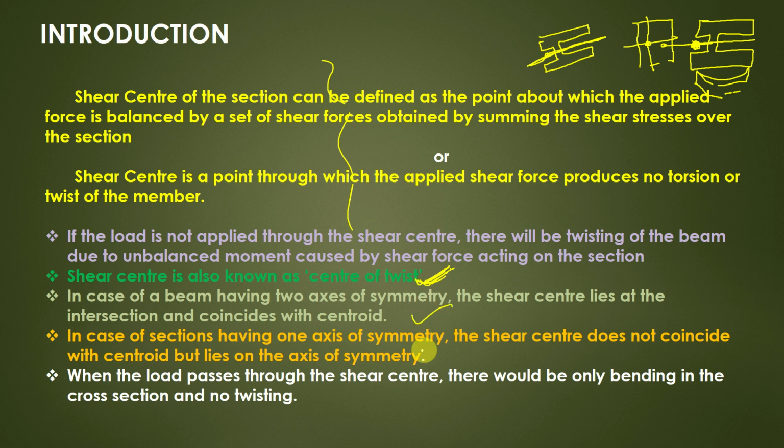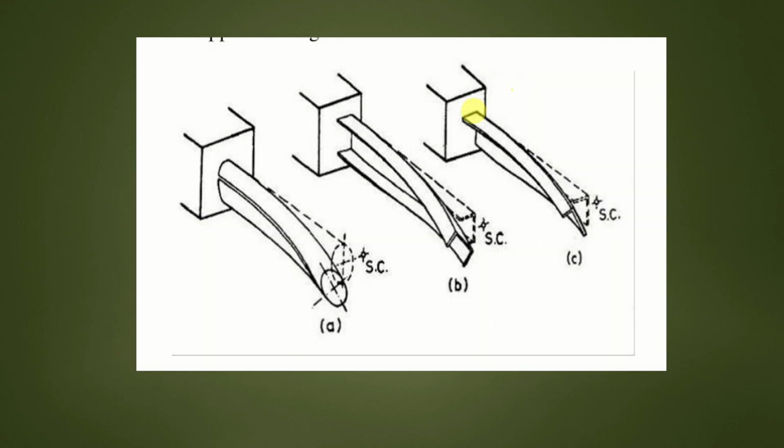So this is what I have already told you: one axis of symmetry, two axes of symmetry, and when the load passes through the shear center, there would be only bending in the cross section and no twisting. I have already shown you this in the previous video also. If the force is not applied at the shear center, then it may twist like this. If you could apply load at the shear center, there will be no twisting, only bending. That is an imaginary point only.